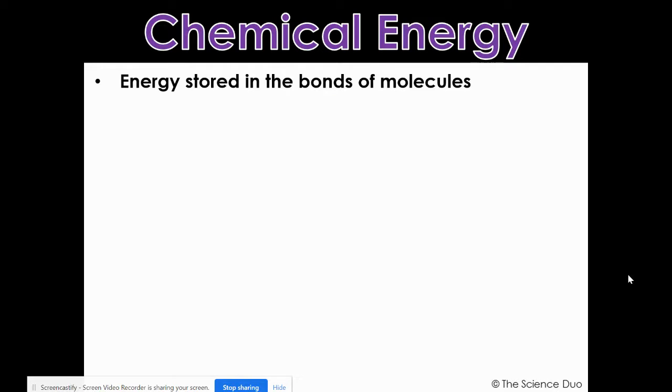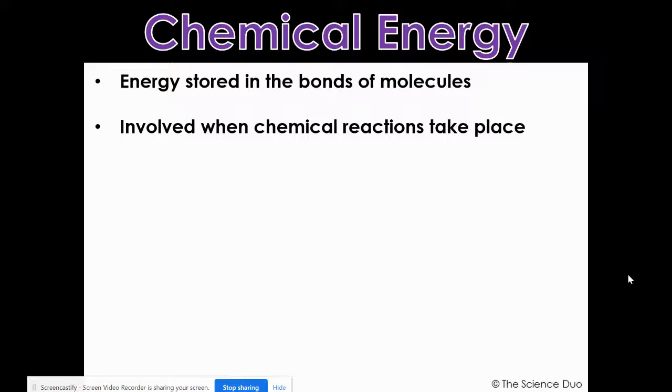Chemical energy is that energy that is stored in the bonds between molecules. And it's involved when chemical reactions take place. We've learned about endothermic and exothermic reactions. Some use up heat and others give off heat. That is some chemical energy. It is a form of potential energy.